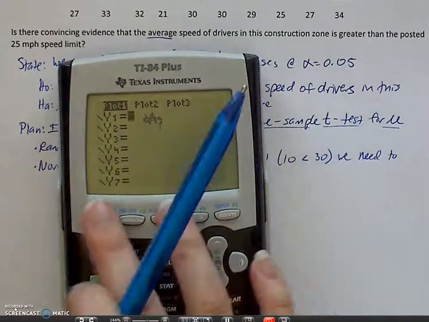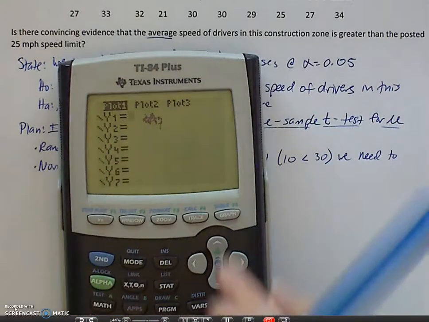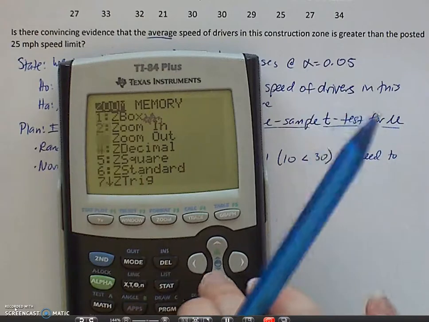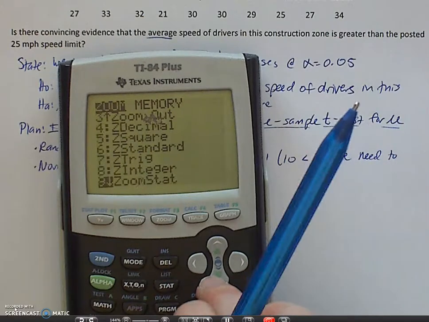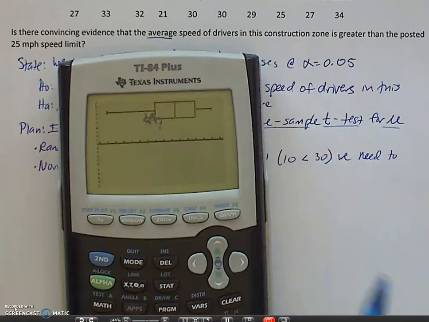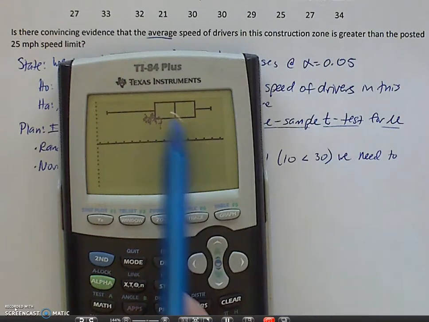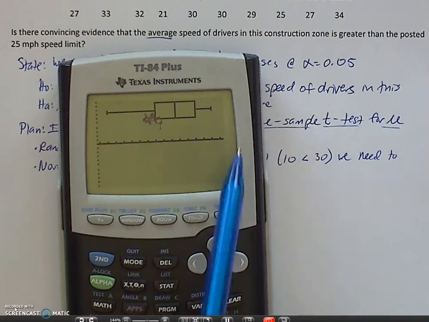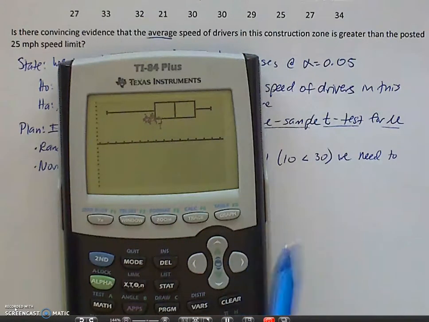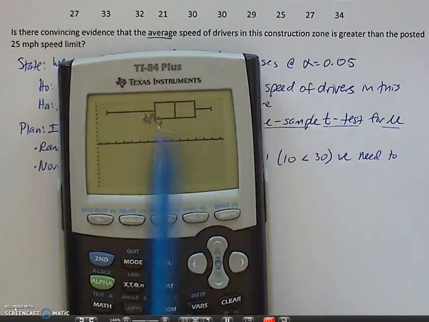Plot 1 is on. Then I go to zoom, and we're in stats class, so we always pick zoom stat, which is option number 9. And it gives me this lovely box plot. There are no outliers. It's not perfectly symmetric, but I wouldn't call that a strong skew, so I think we're good to go.